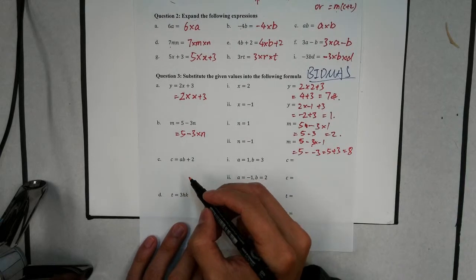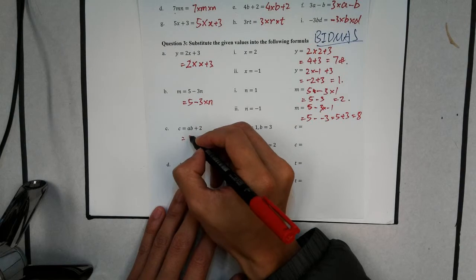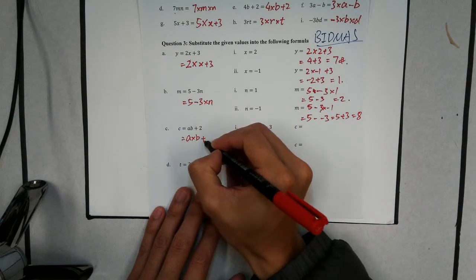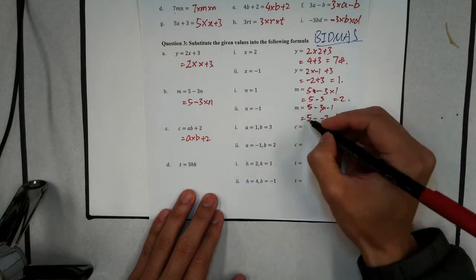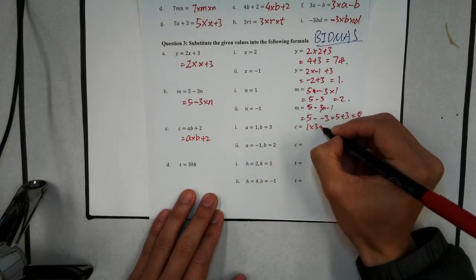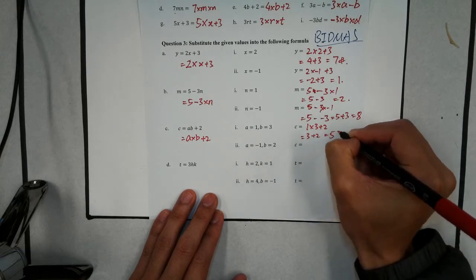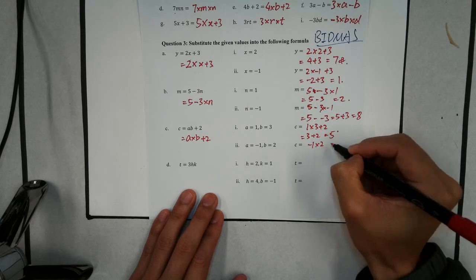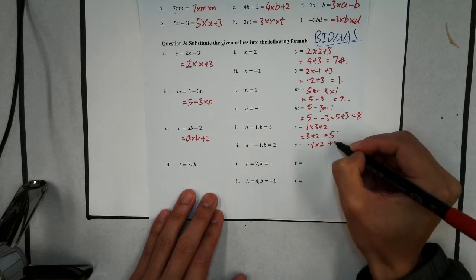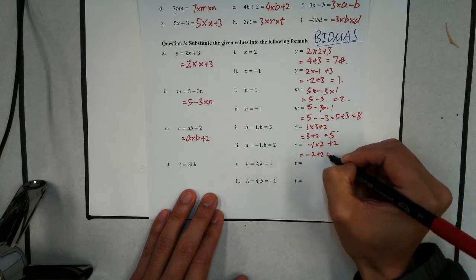So C is equal to AB plus 2. AB means A times B and then plus 2. So we know A is 1, B is 3, so C is equal to 1 times 3 plus 2. 1 times 3, 3 plus 2, 5. Similarly, A is negative 1, B is 2 plus 2. So negative 1 times 2 is negative 2 plus 2 is 0.